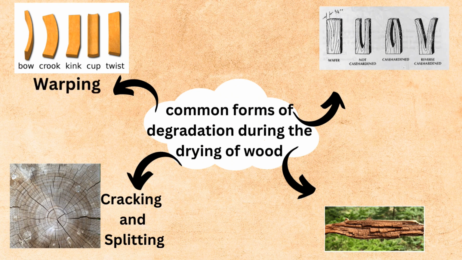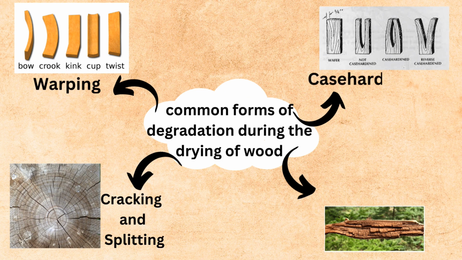Second is warping. Wood can warp during drying, resulting in deviations from its original shape. Common types of warping include cupping, which is curling up or down, bowing, which is wood bending along its length, and twisting along the grain. Warping can be linked to structural issues and difficulty in manufacturing.